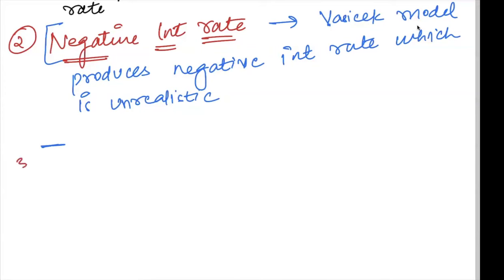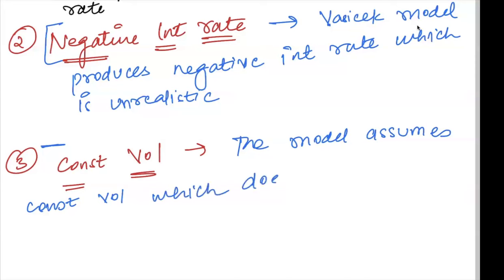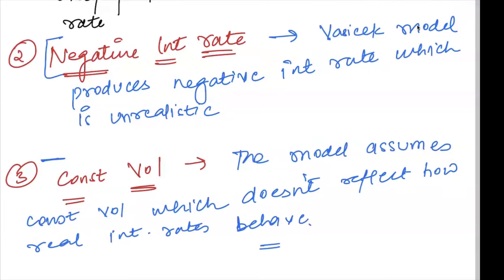The third limitation is that it assumes constant volatility. You all know that as markets and sentiments change, interest rates also fluctuate. So assuming constant volatility does not fully reflect how interest rates will behave, because the volatility changes over time. The model assumes constant volatility, which doesn't reflect how real interest rates behave. So these are certain limitations of this model.